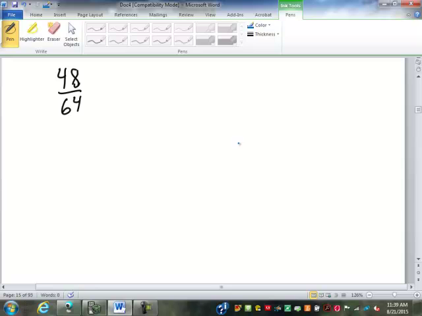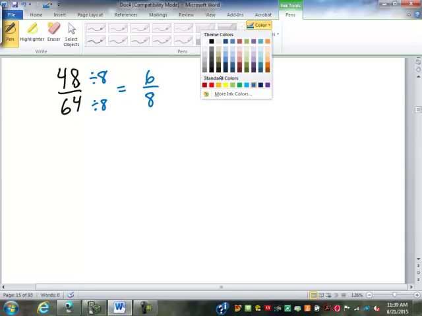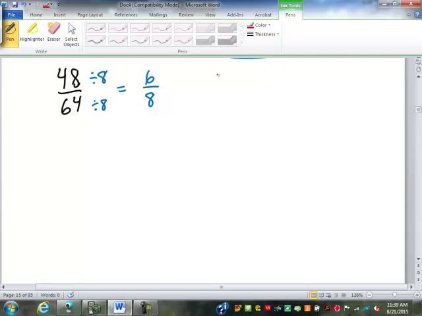We have to be able to look at those two numbers, the 48 and 64, and figure out what both of them can be divided by. What's one number that can divide into both of them? 8 will go. Good. 48 divided by 8 is 6. 64 divided by 8 is 8. Are we done? No. What can we still divide out? Both of those can still be divided by 2.